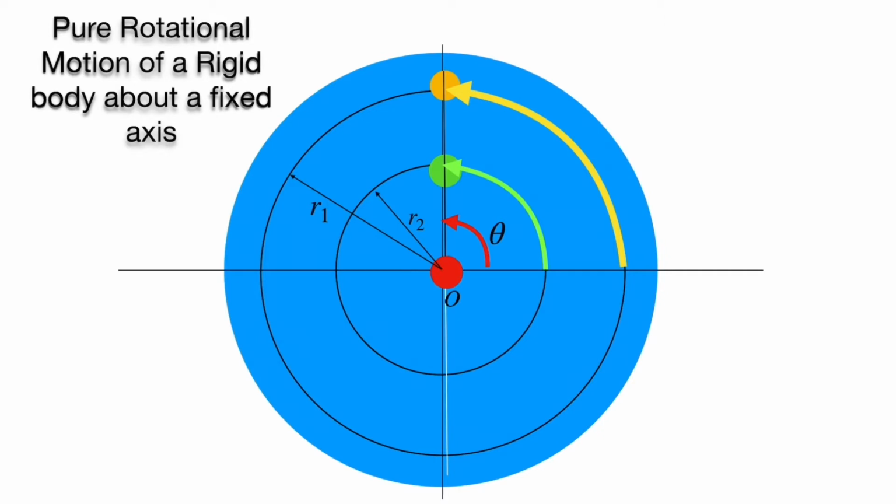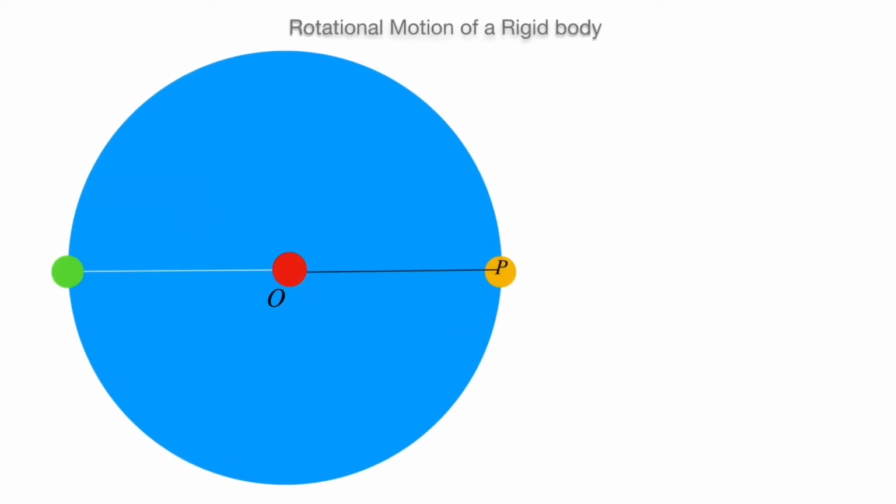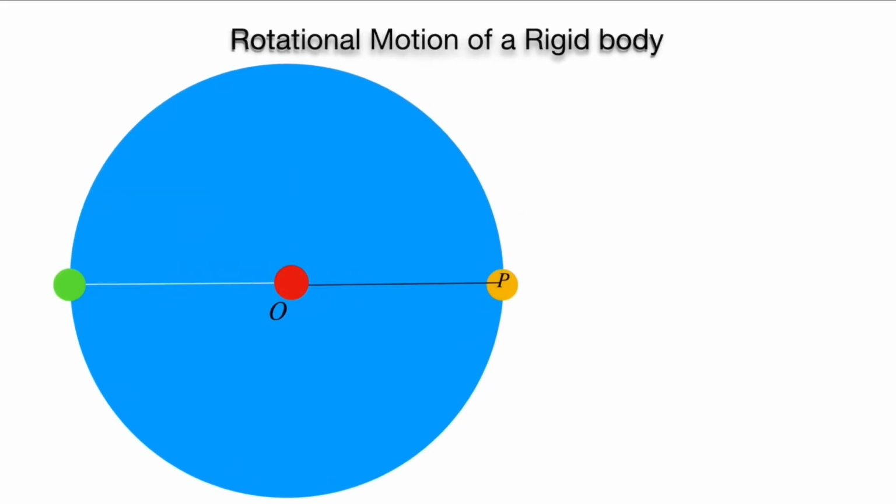Let's understand the rotational motion of a rigid body and the motion of its different particles. Here you see a rigid object, a solid disk. O is the center point of the disk and P is a point on the periphery of this disk. This disk rotates about a fixed axis passing through point O. Here OP is a reference line which is fixed in the body, or in the disk, and perpendicular to the axis of rotation, and it rotates with the body.